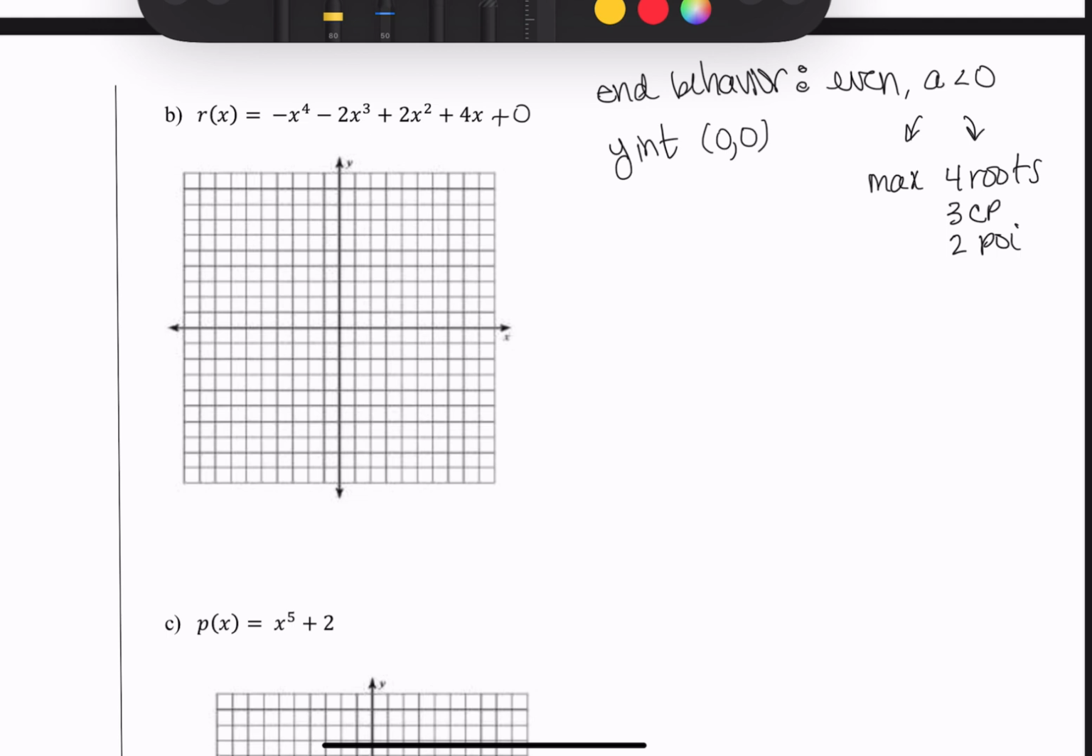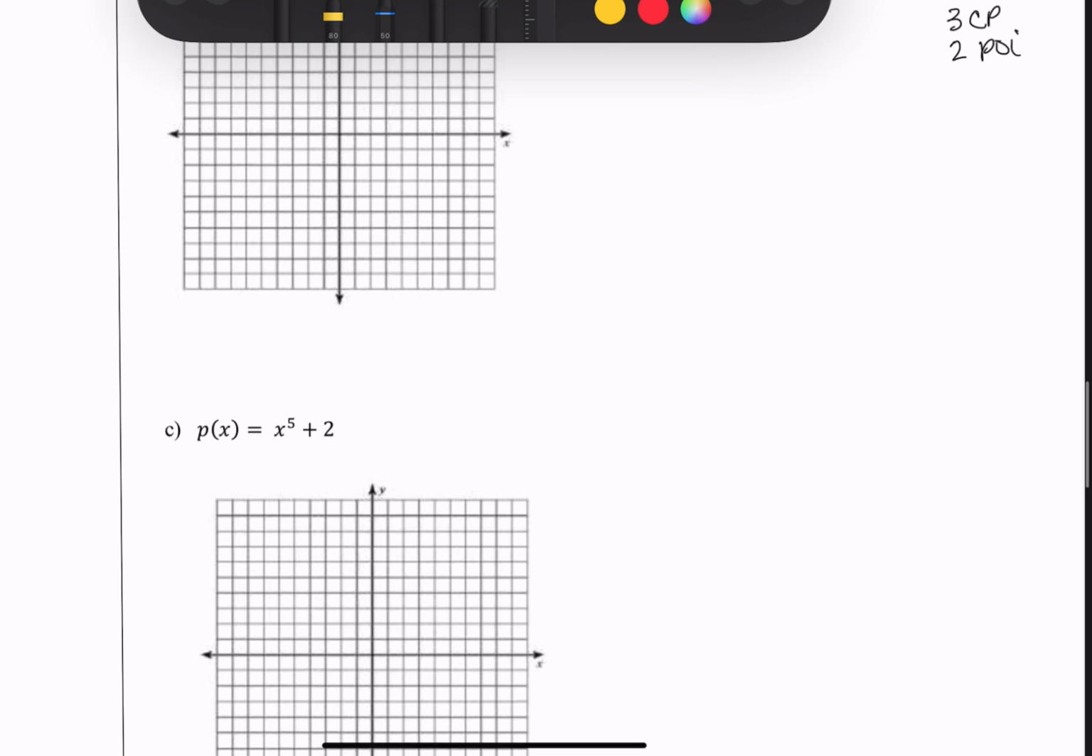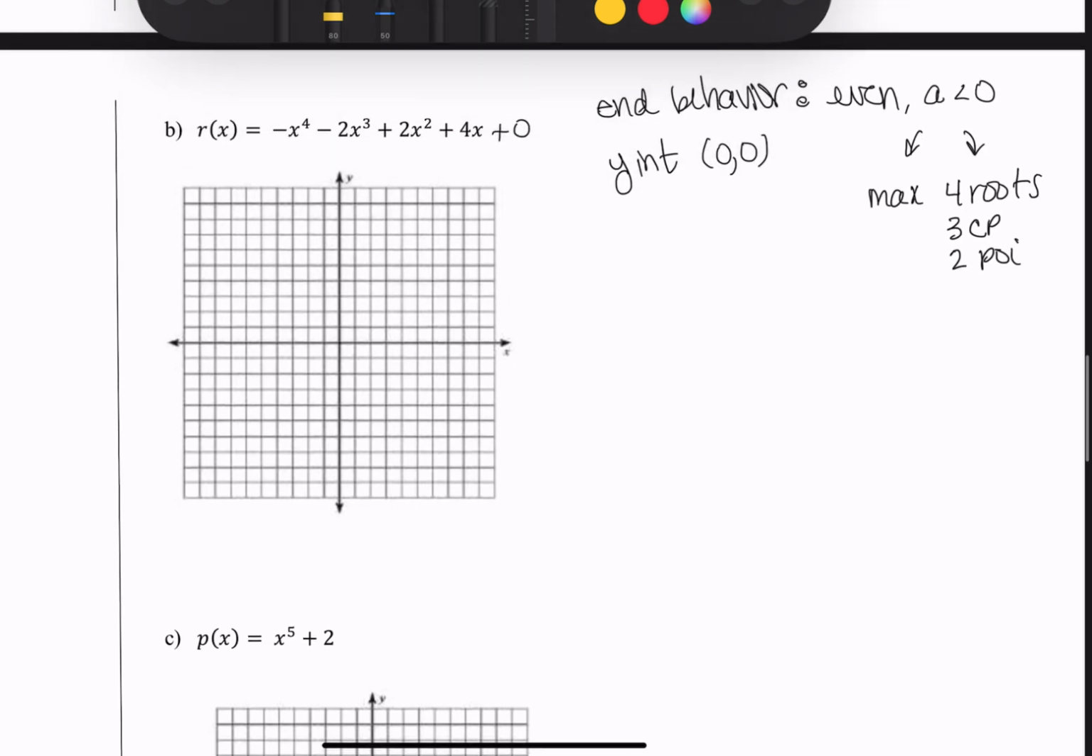Now, it doesn't mean I need to have all 4 roots. However, because every single term is accounted for, so I have an x to the 4th, then an x to the 3rd, then an x squared, then an x to the 1st, right? Then my constant 0. But because I have every single term in between x to the 4th and my constant, I'm probably going to reach those 4 maximum roots. That differs from, like, C. So when we get to C, we're not going to get our 5 maximum roots, okay? And that's going to take a little bit of experience for you to see.